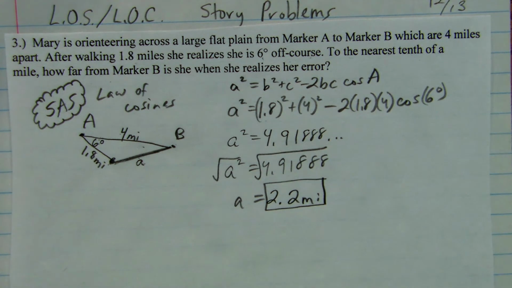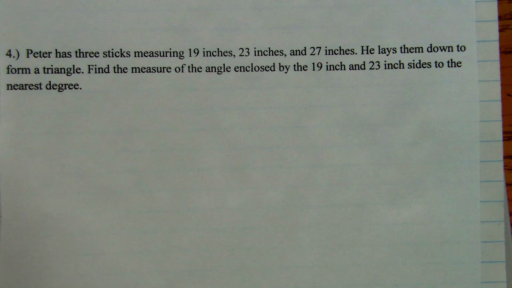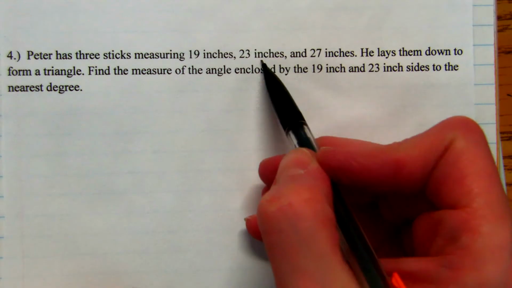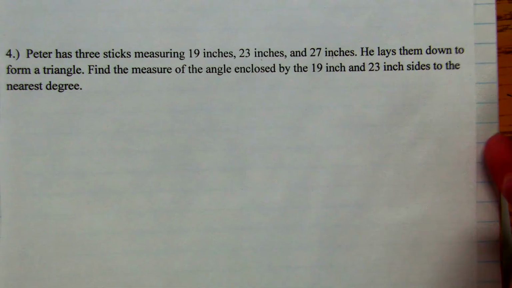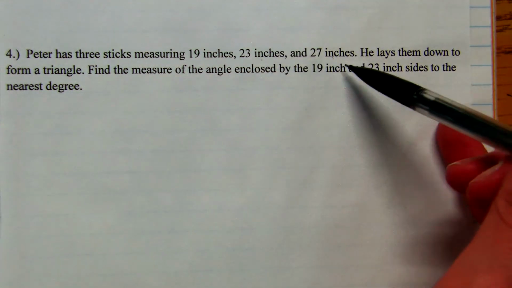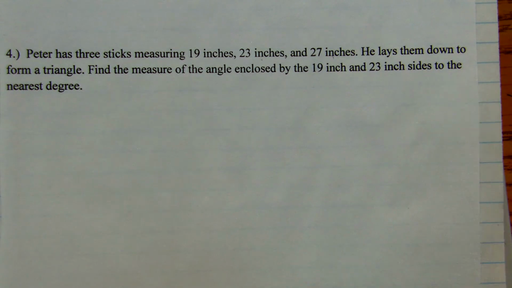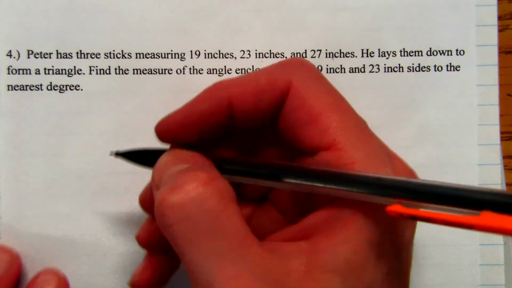Okay, so our last story problem. Peter has 3 sticks measuring 19 inches, 23 inches, and 27 inches. He lays them down to form a triangle. Find the measure of the angle enclosed by the 19 and 24 inch sides to the nearest degree. I think this is a dumb story problem, but there are real life applications where you could have a similar situation, so we'll just go ahead and set it up.